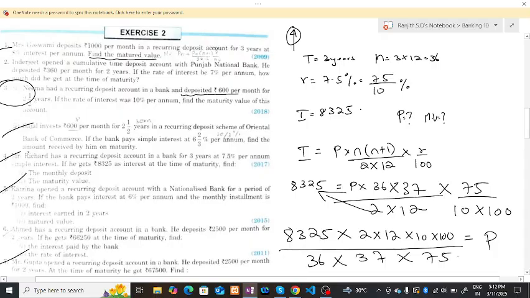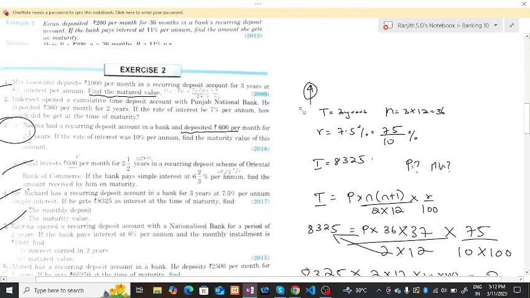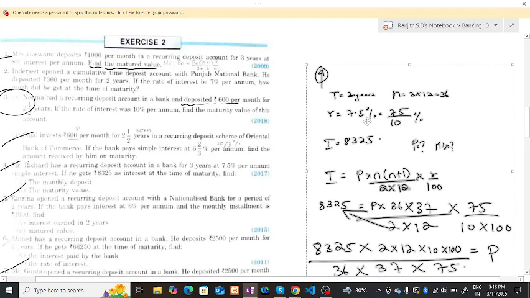P is the principal every month. Whatever you deposit every month, that's the principal.